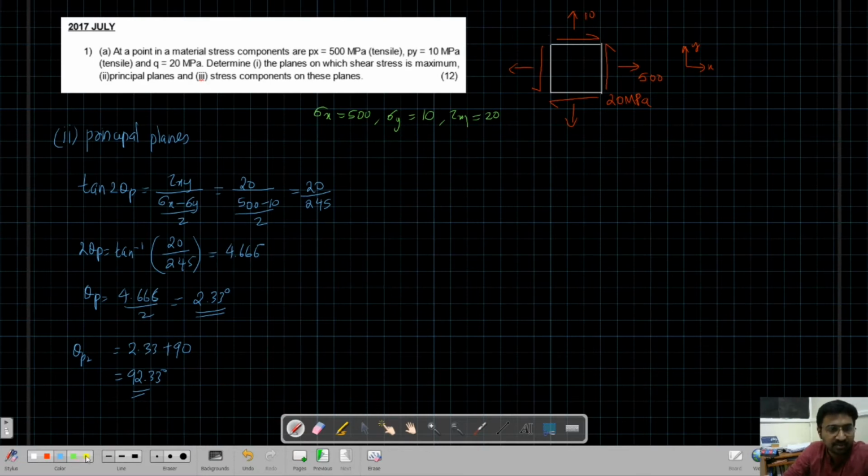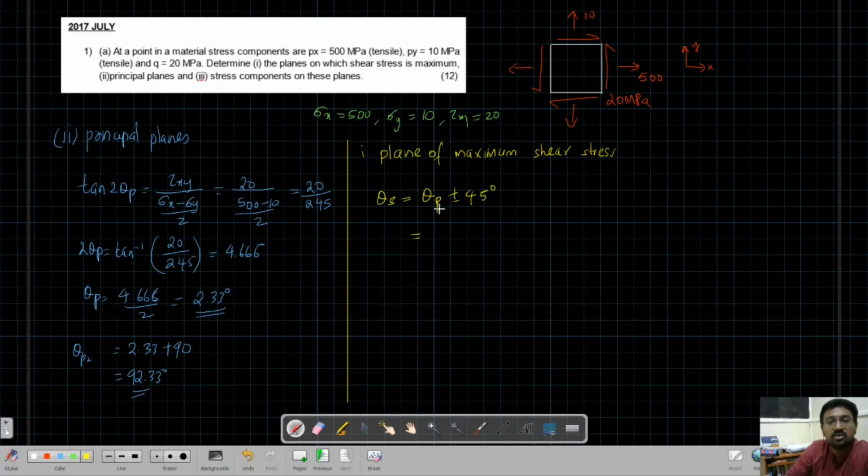Now we can attack the second part of the problem, sorry, the first part of the problem, which is the plane of maximum shear stress. So I'll call this plane theta s. We know that the relation between theta s and theta p is theta s equals theta p plus or minus 45 degrees.